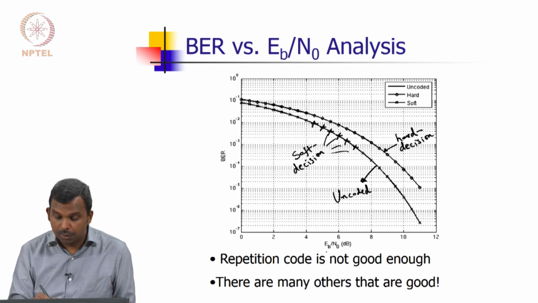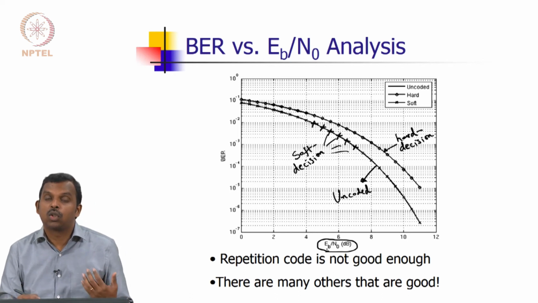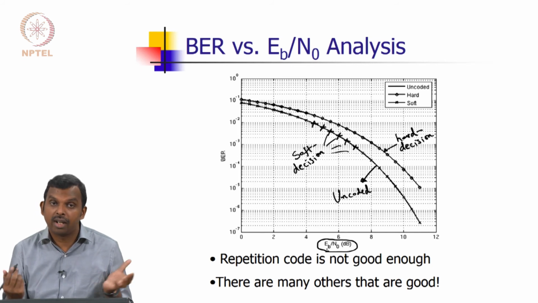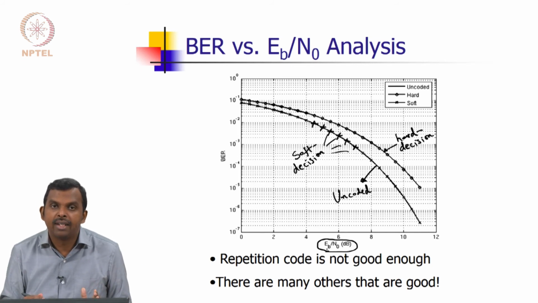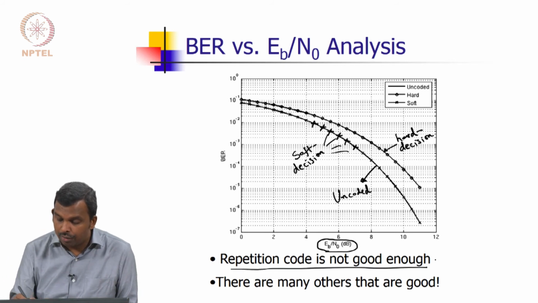Remember this plot is with Eb over N0 in dB, and that is very important. So, the rate normalization that you did, the soft decision decoder simply just about recovers whatever loss you had in this. One can easily conclude the repetition code is not good enough for coding gain. So, you will not get coding gain in Eb over N0 with the repetition code. But there are other codes which are good.